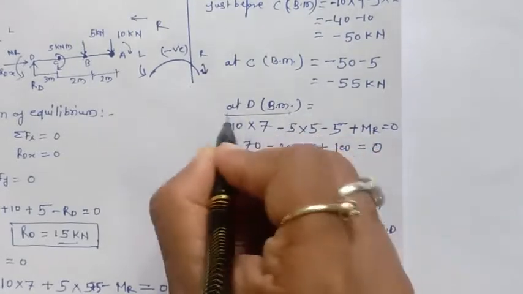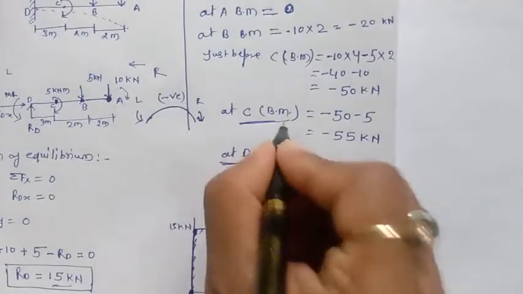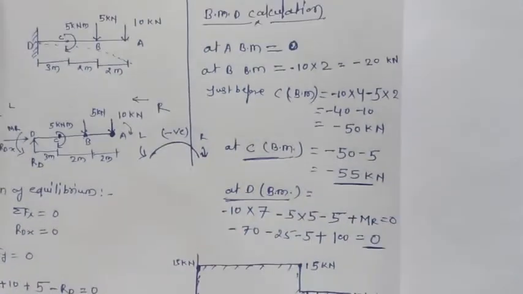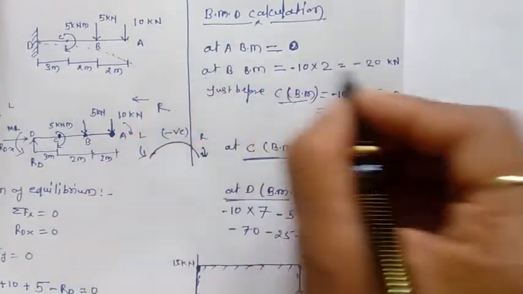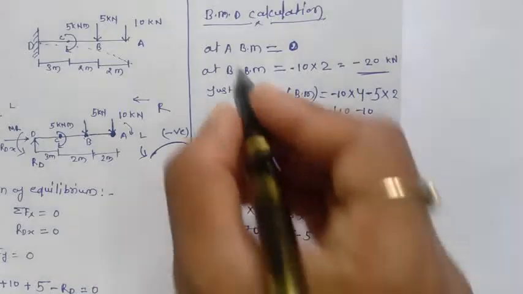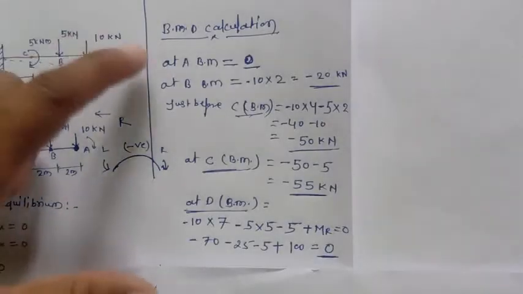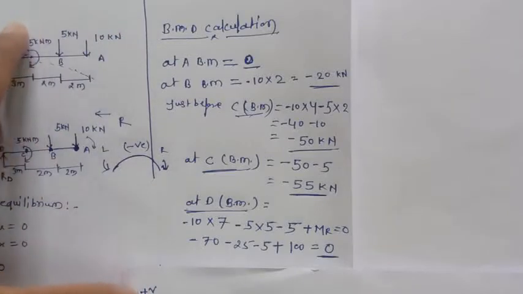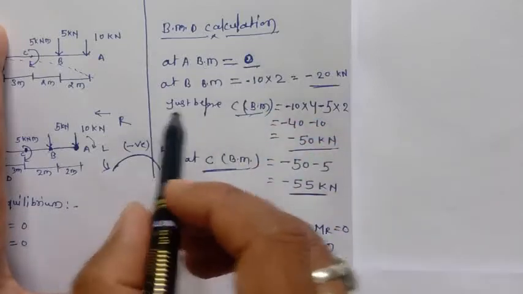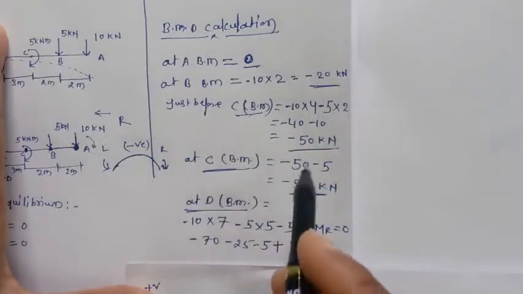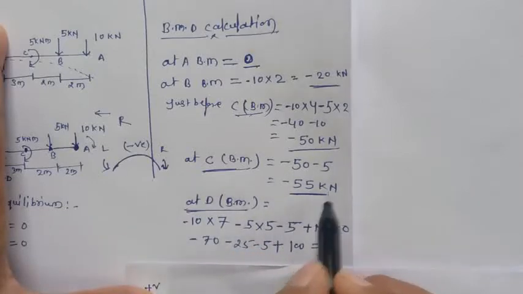So at D bending moment is 0, at C bending moment is minus 55 kilonewton, just before C it's minus 50 kilonewton, at B it's minus 20 kilonewton, and at A it's 0. So now for this we can draw the bending moment diagram. This is the value at A, bending moment is 0, at B it's minus 20 kilonewton, just before C minus 50 kilonewton, at C it's minus 55 kilonewton, at D it's 0.